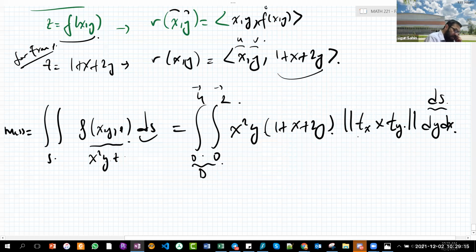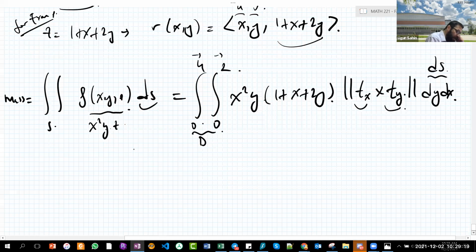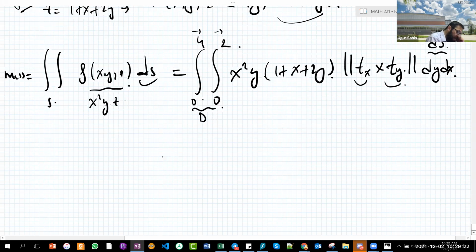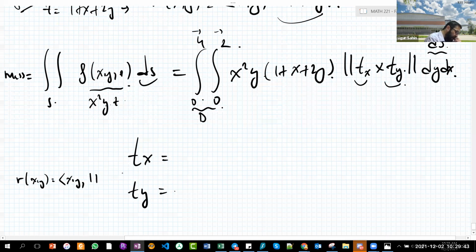Okay, so I still need the T_x and T_y part. What is T_x and what is T_y? How am I going to find them? I'm going to find them using my parameterization. My parameterization was x, y, 1 plus x plus 2y, right? Let me write it down one more time.